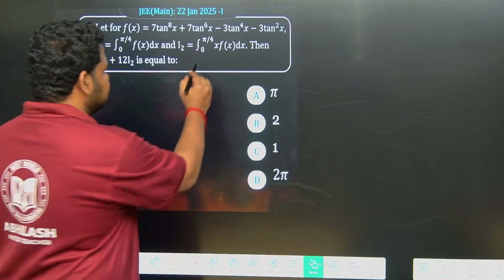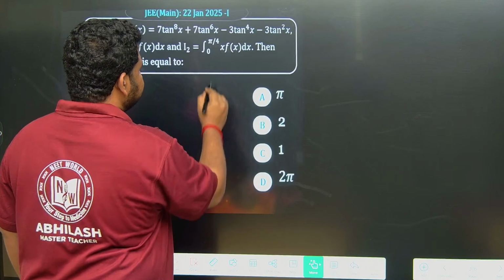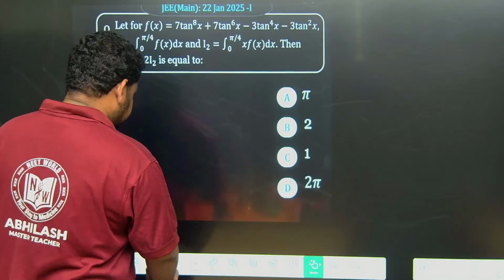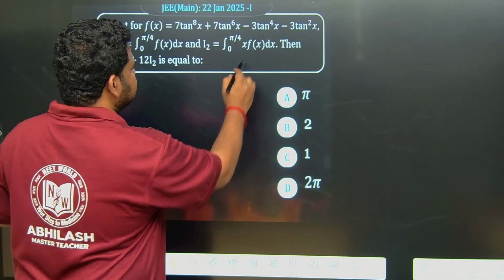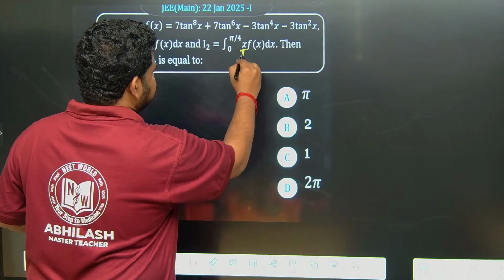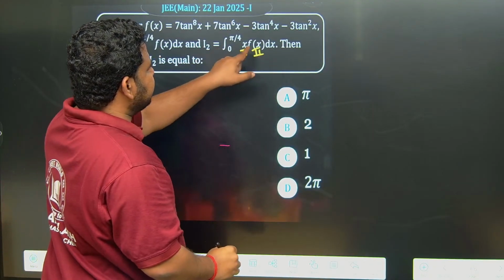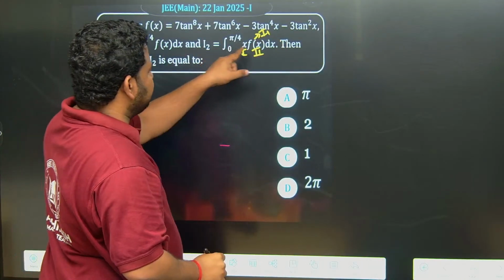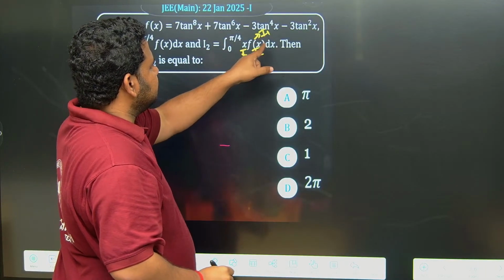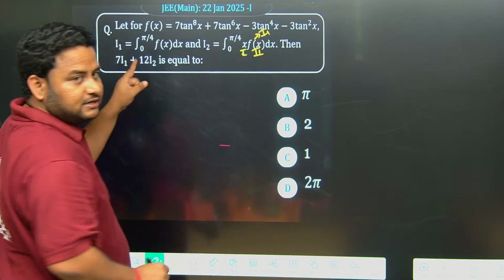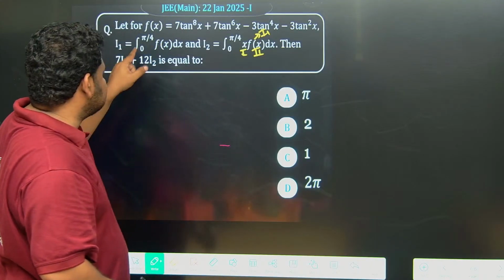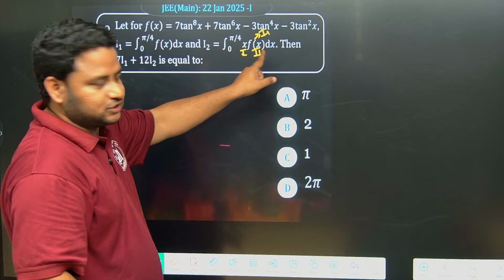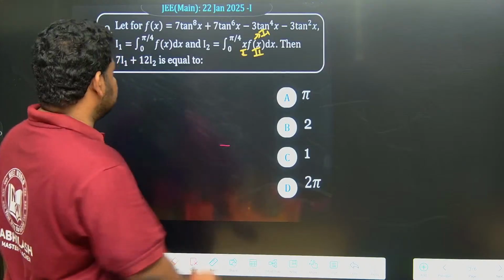So first focus on this. Here, this is nothing but the first function. X is the first function, f of x is the second function. On integrating this, I have to get I1. The integral from 0 to pi by 4 of f of x dx is the same as this one, and here also it is 0 to pi by 4 of f of x dx. Focus on the second function. So first let me find I1.